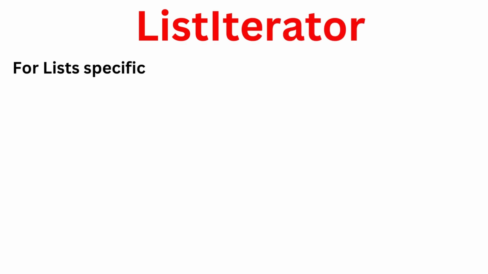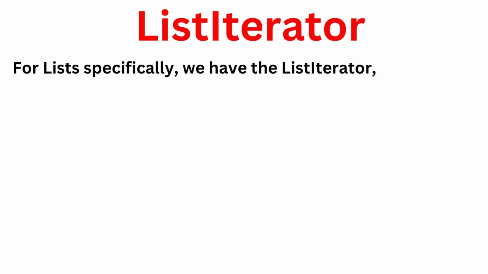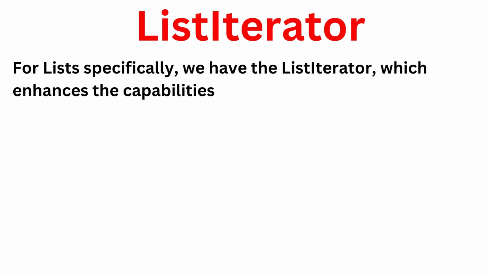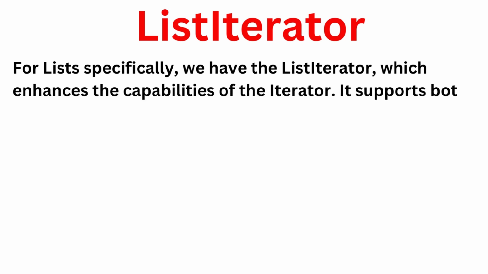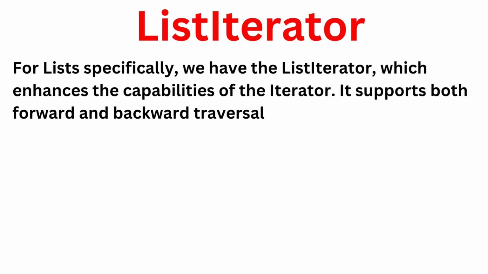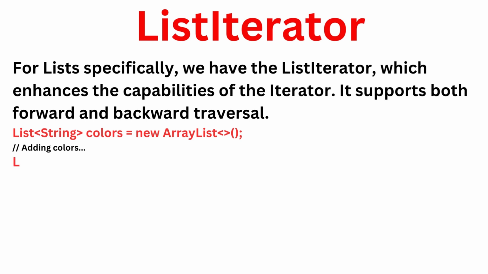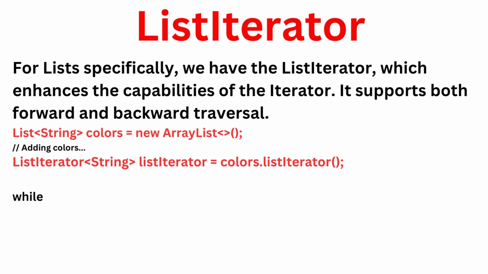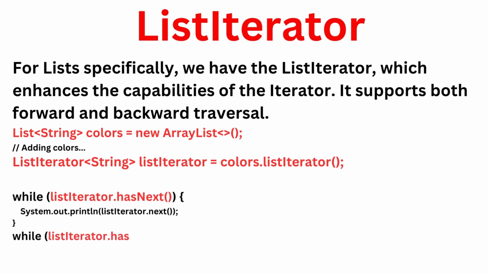ListIterator is an enhanced version of the iterator. For lists specifically, we have the ListIterator which enhances the capability of the iterator. It supports both forward and backward traversal. This is a list of String. The name of the list is colors, and I am using a ListIterator of String, colors.listIterator(). Colors is our list name, and I am using dot listIterator. First one is for the forward direction, and the next one is for the previous direction. You can use this. See the example.